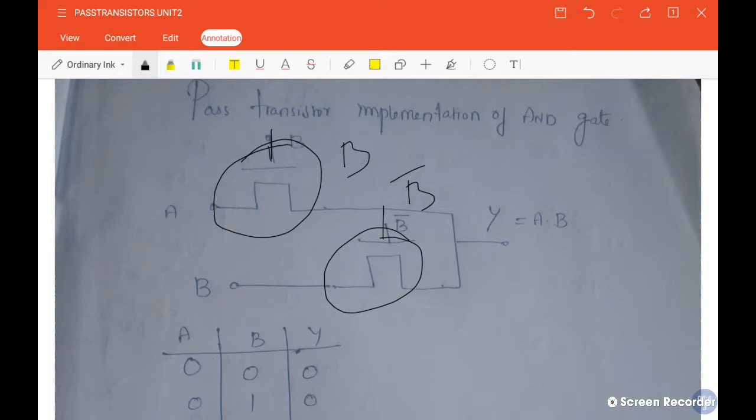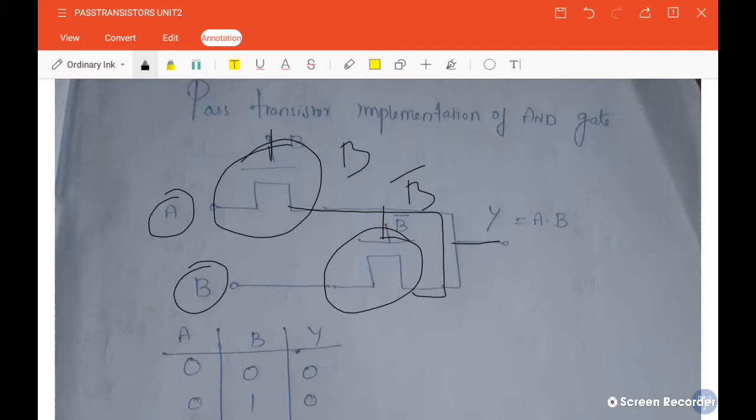So A and B are your inputs, and the control input is again chosen as B and B bar. For one MOS it is B, and for the other MOS it is B bar. Then the drain of the first NMOS must be connected to the drain of the second NMOS. So we have taken 2 NMOSes with inputs A and B, the gate control inputs are B and B bar, and the drains of the 2 NMOSes are connected together, and from there we take the output Y.